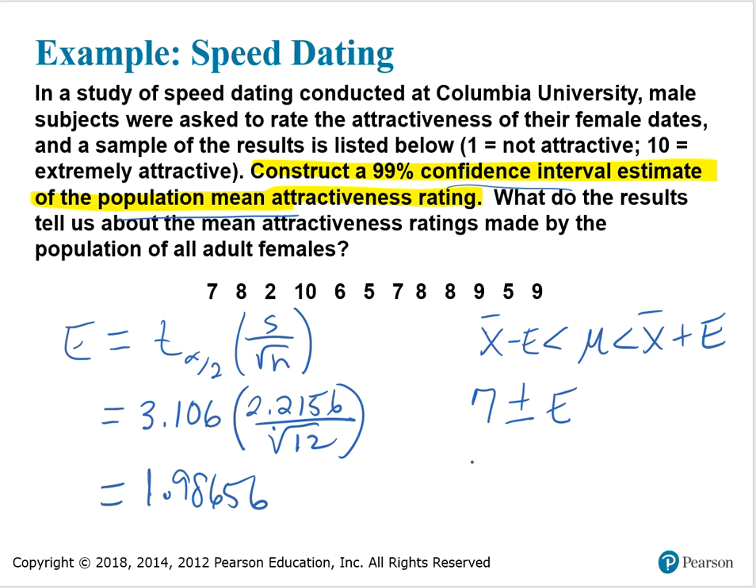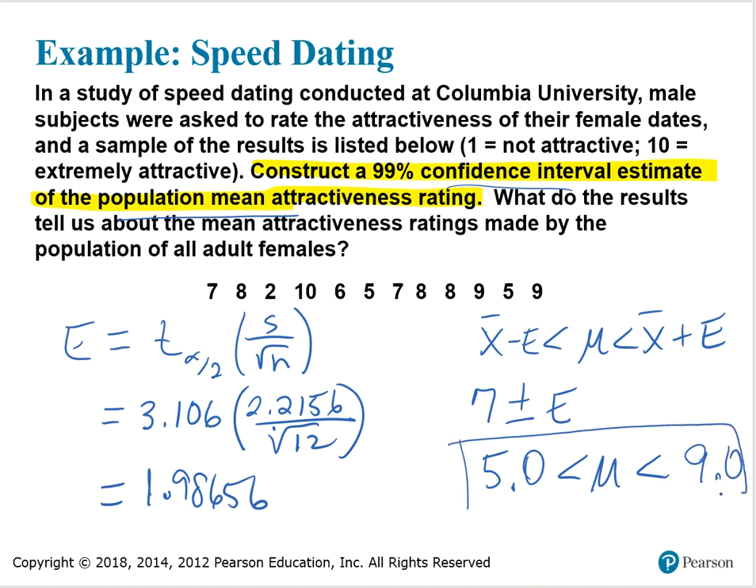Subtracting from 7, I get negative 5. Oh, sorry, it's not negative. 7 minus E is going to give me 5.0 is less than mu, and then 7 plus E is going to give me 9.0. This is my confidence interval, attractiveness ratings between 5 and 9. So I'm 99% confident that this interval contains the true population mean attractiveness rating.